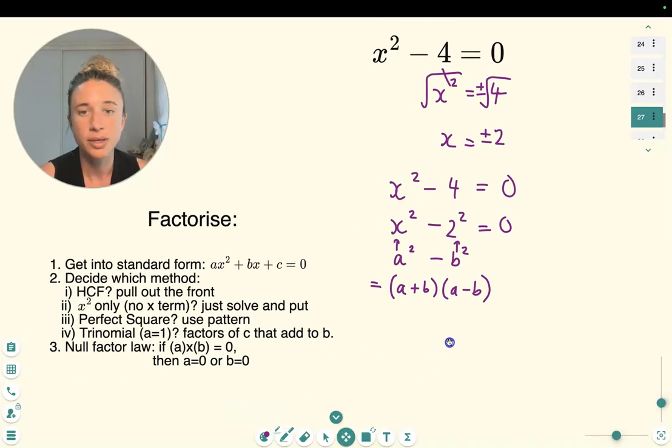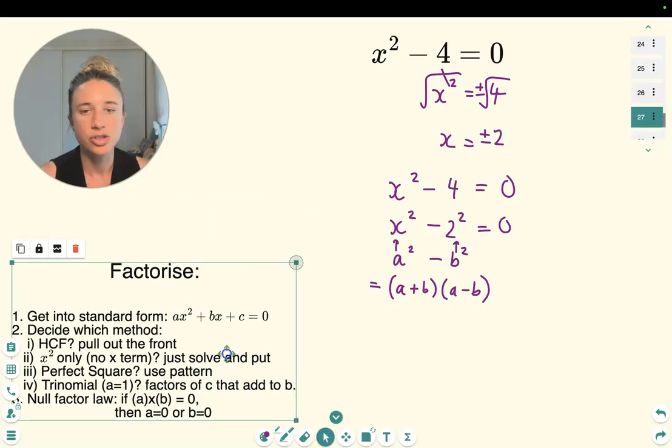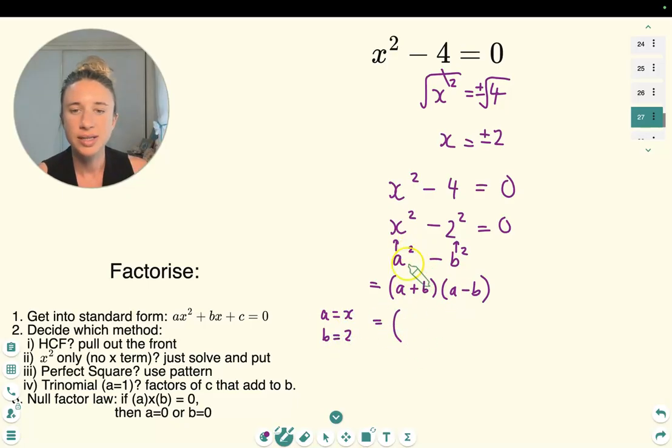Let me move that up a bit. So let's get rid of that. So a is x, b is 2, and we are just going to plug that in. Okay, a plus b. Okay, a is x, b is 2. Right, we're just substituting in, and then we're just doing x take 2. And back up here, we know that this equals 0.